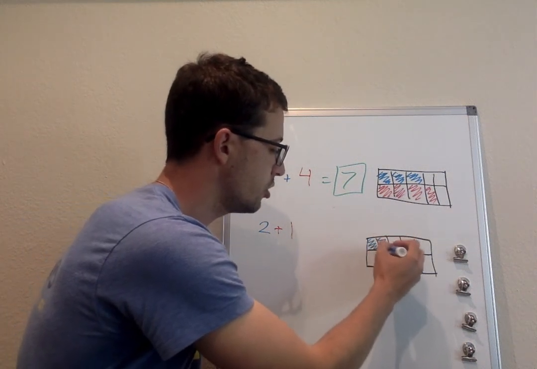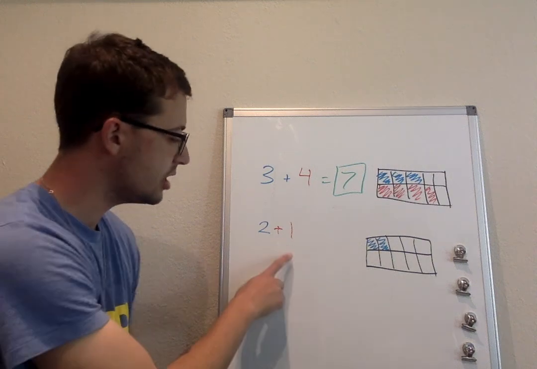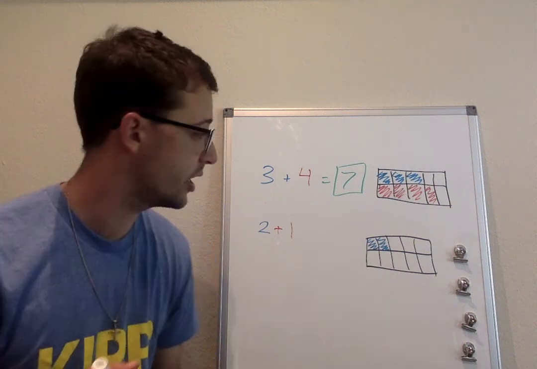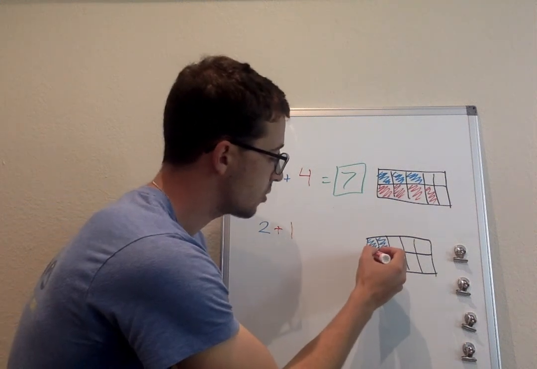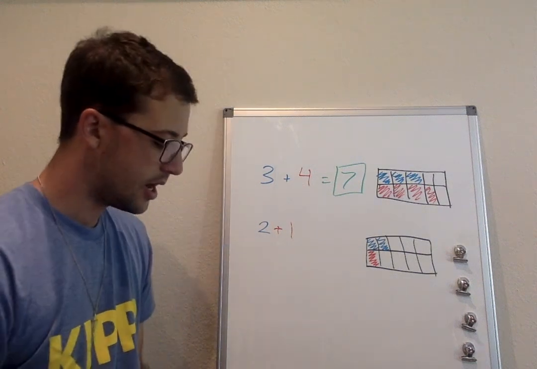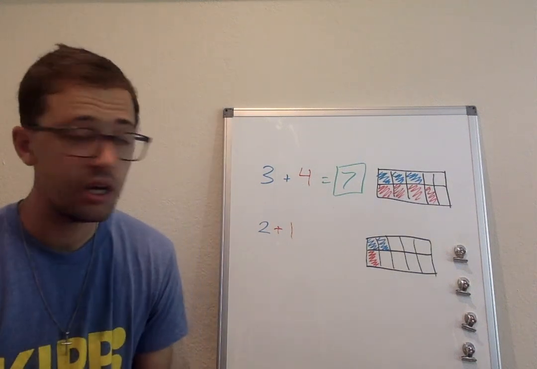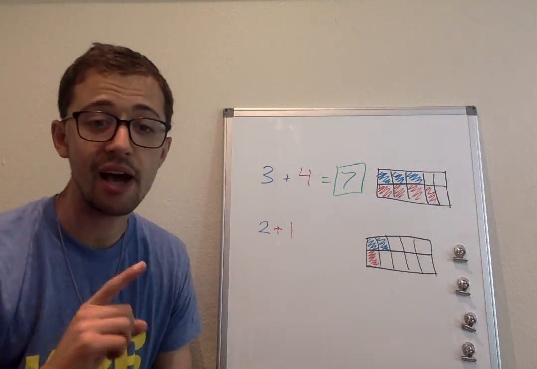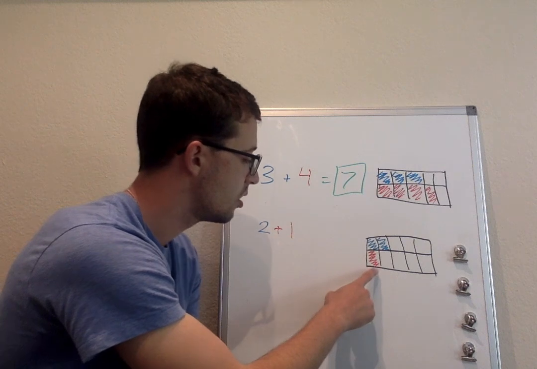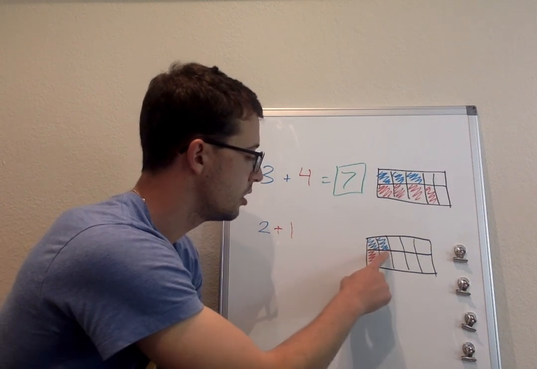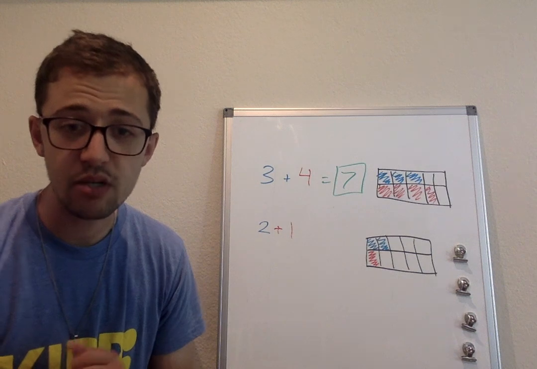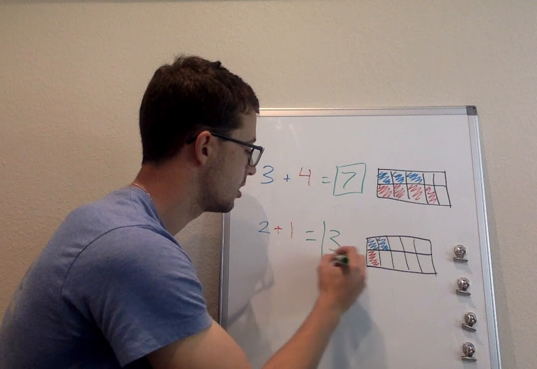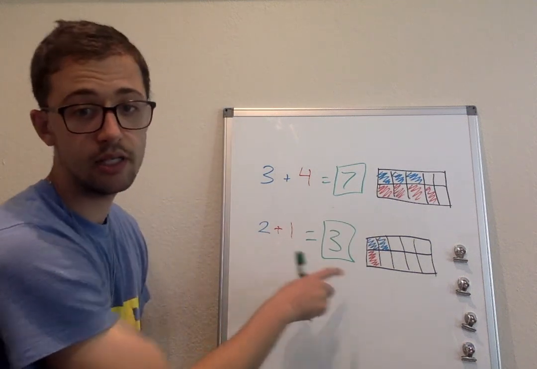1, 2. Okay, and Huskies, how many squares should I color in red? You're right, I need to color 1 square in red. Can you count as I color 1 square? 1. And now, Huskies, after you color, you click on the pen, and you're going to count all the squares that you colored, and you're going to write how many squares you colored. Let's count. 1, 2, 3. Huskies, how many squares did I color? You're right. I colored 3 squares because 2 plus 1 is 3.